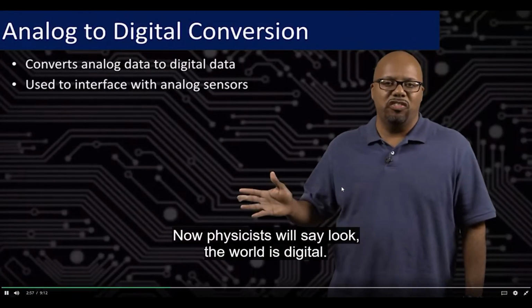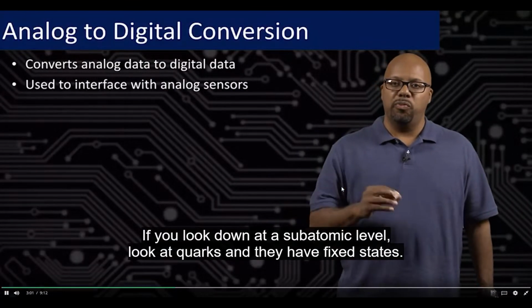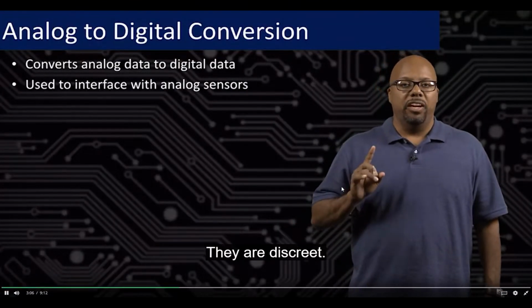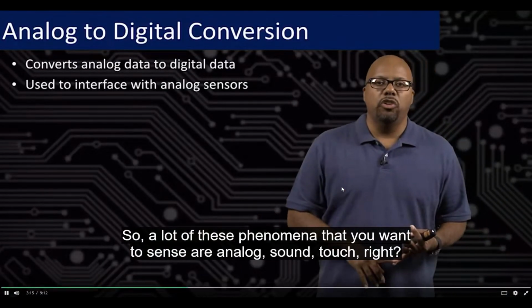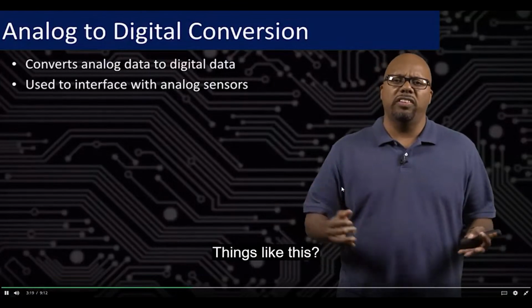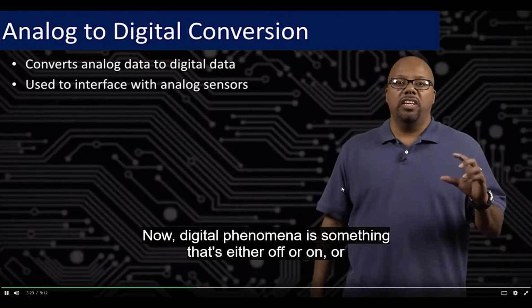Now, physicists will say the world is digital. If you look down to the subatomic level, at quarks, they have fixed states. Maybe things are digital in reality. They're discrete, either high or low, plus, minus. Maybe. But to our human perceptions, the world is analog. So a lot of these phenomena that you want to sense are analog. Sound, touch, right? You can push hard, push soft, things like this. They're analog phenomena.